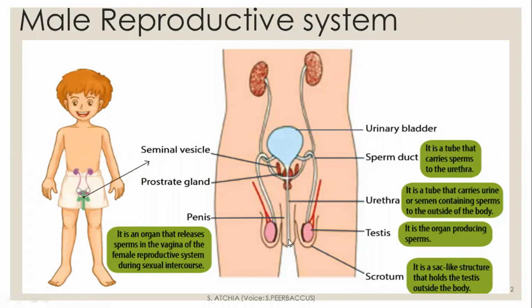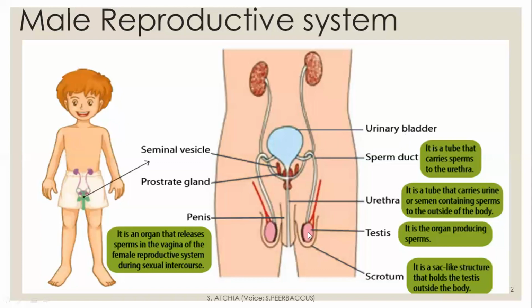Firstly, the penis is an organ which releases sperms inside the vagina of the female during sexual intercourse. Inside the penis, there is a tube known as the urethra. The urethra is connected to the urinary bladder and therefore carries urine as well as sperms to the outside of the body. To be noted that urine and sperms never pass through the urethra at the same time.